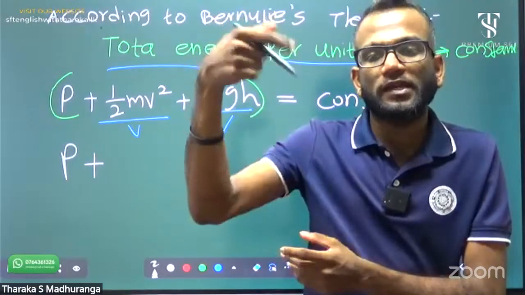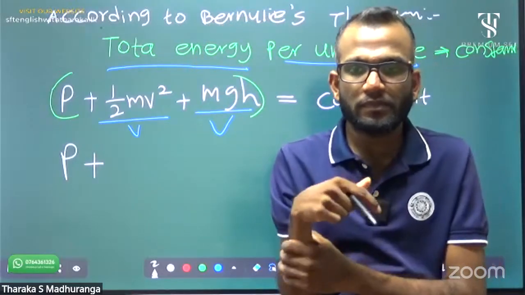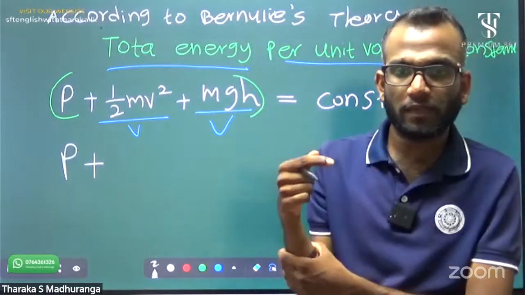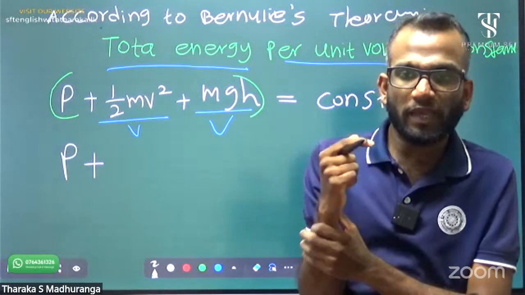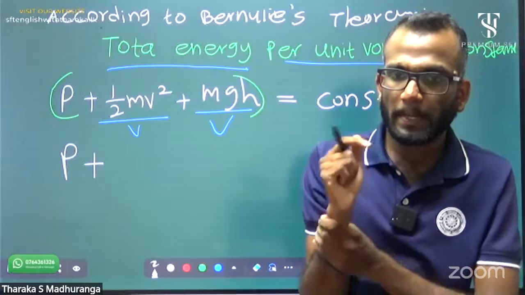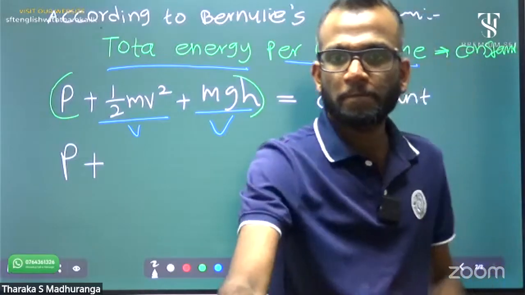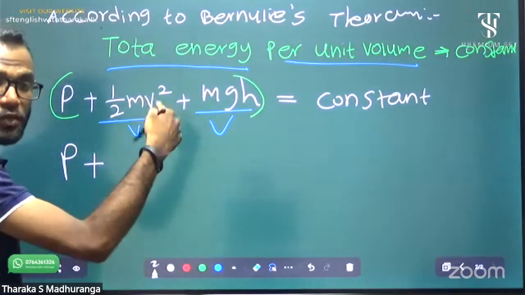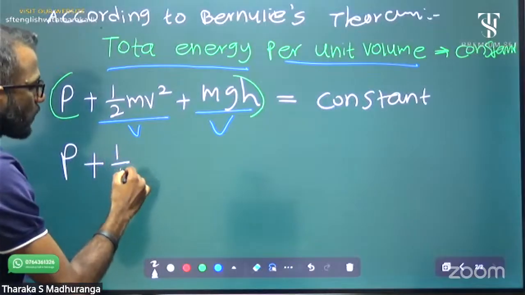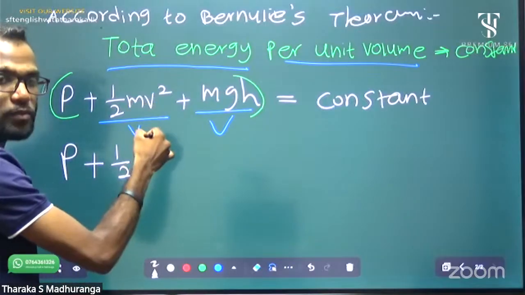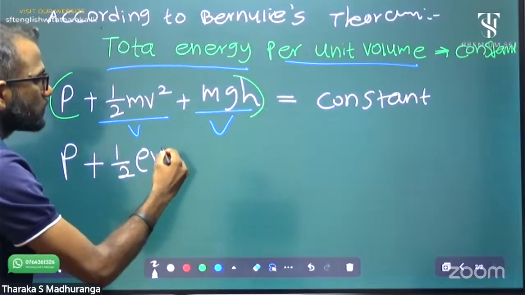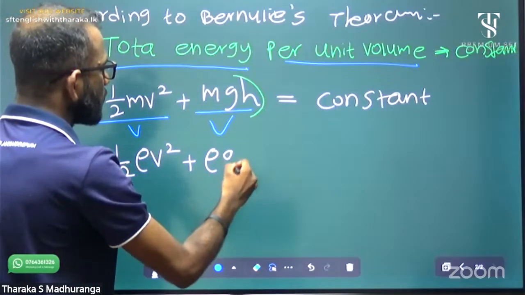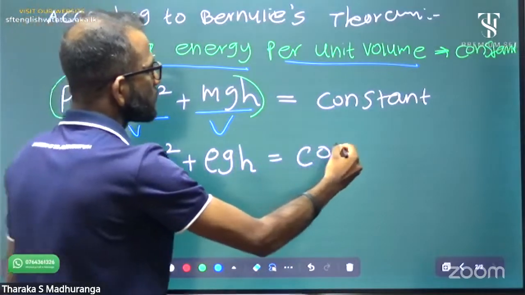Now the first topic in the lesson. The mass over unit volume, the mass divided by volume, m over v. What is this quantity? Yeah, it is density. Due to this reason, it is converted into half rho v squared, where rho means density, plus rho gh equals constant.